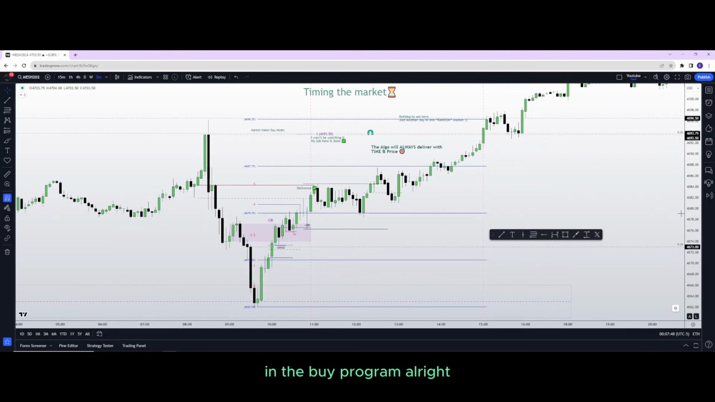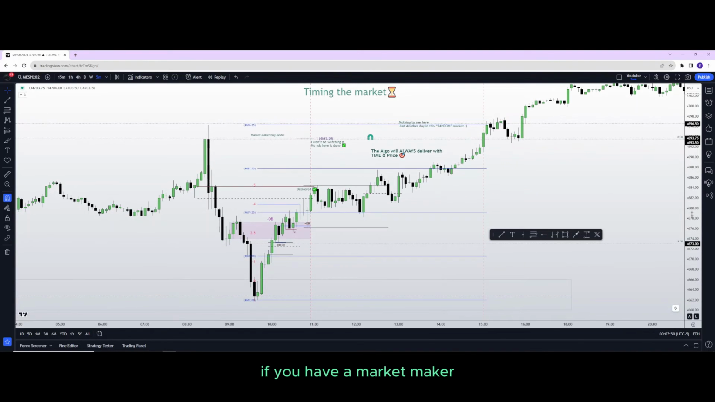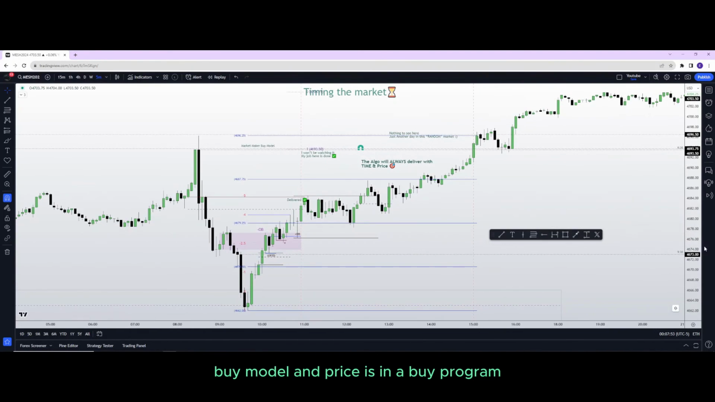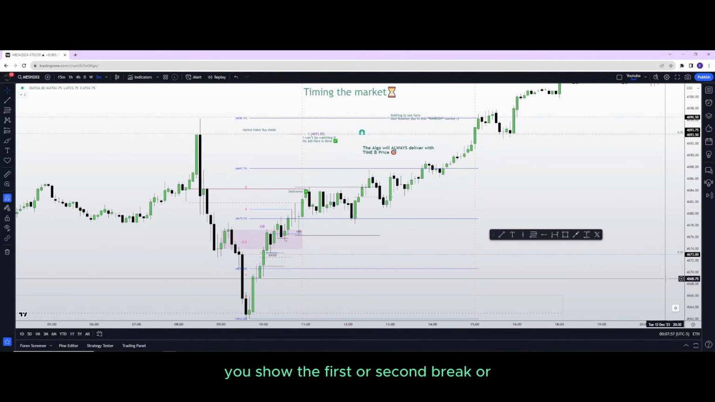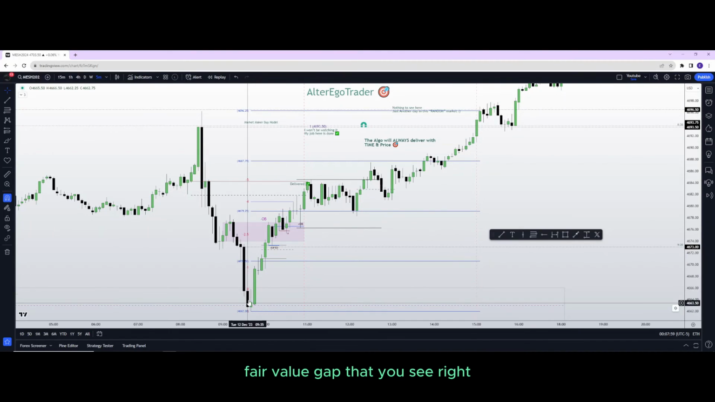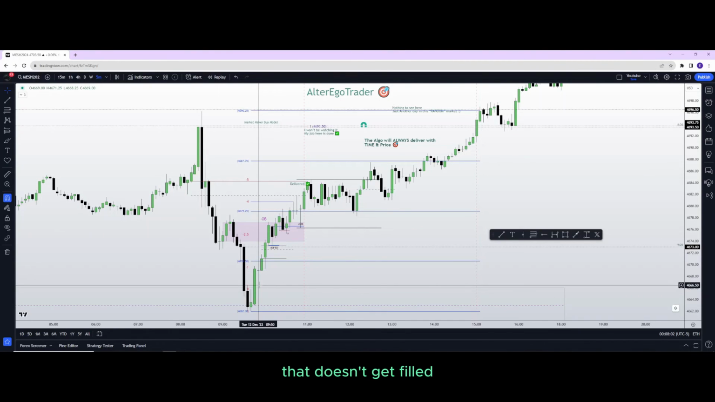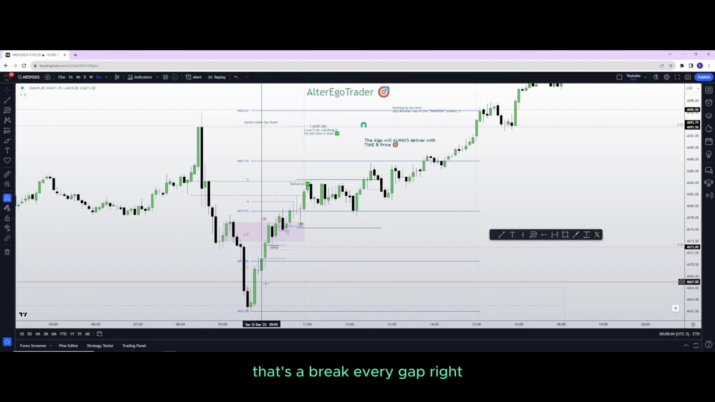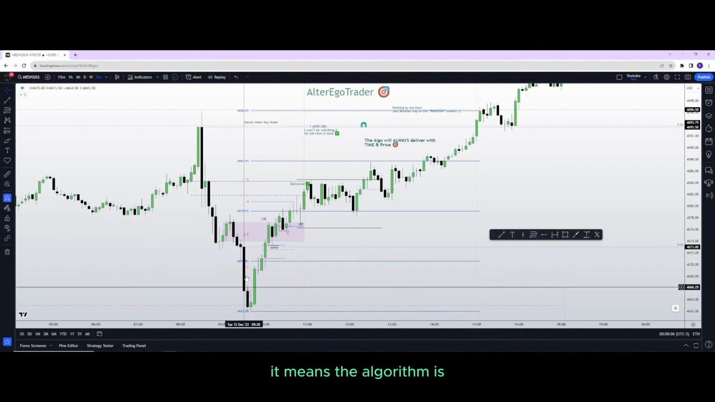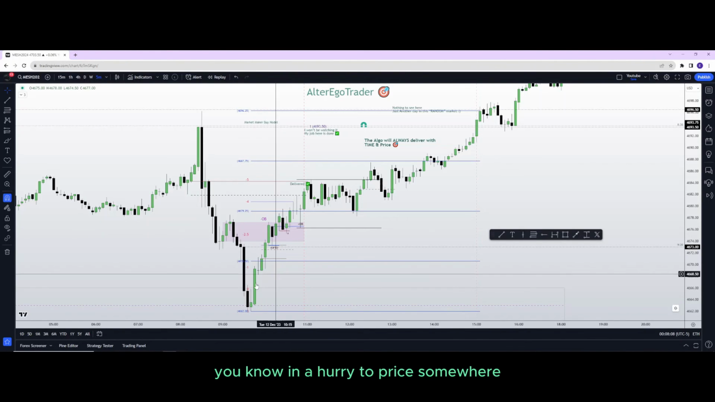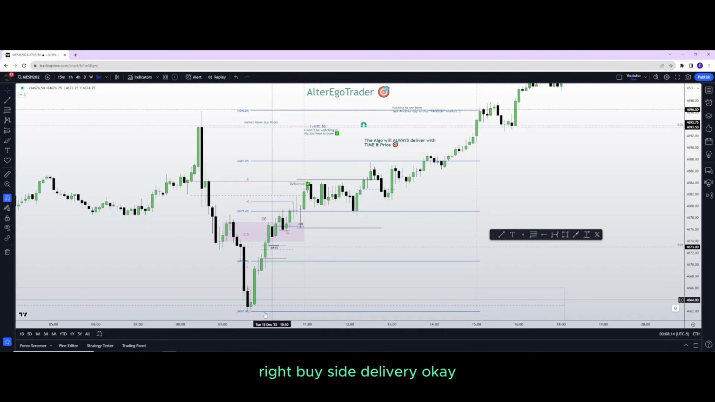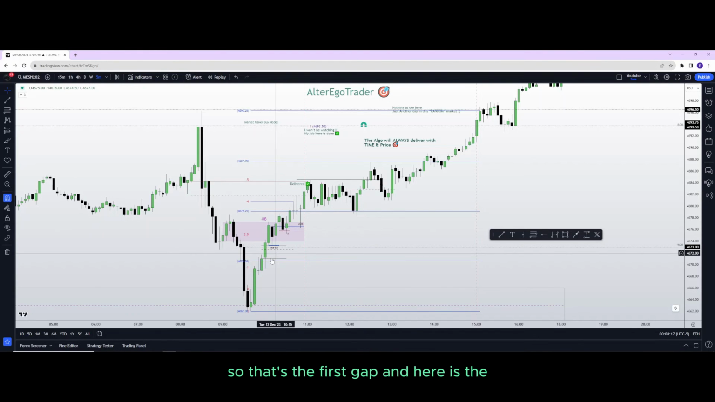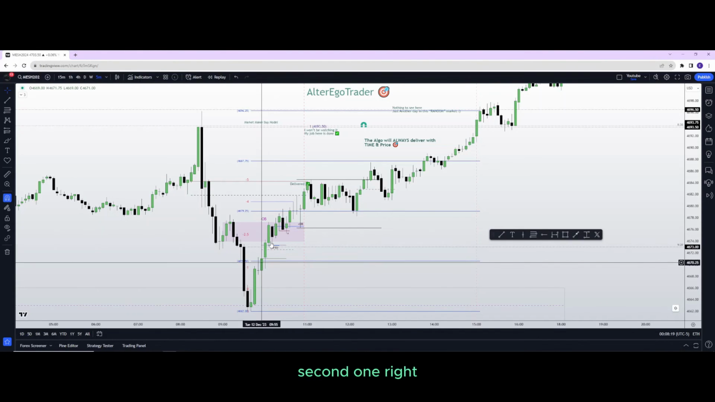program, right? If you have a market maker buy model and prices in the buy program, usually the first or second fair value gap that you see, right, that doesn't get filled, that's a breakaway gap, right? It means the algorithm is in a hurry to price somewhere, right, to deliver somewhere, and in this case, right, buy side delivery. Okay, so that's the first gap, and here's the second one, right?